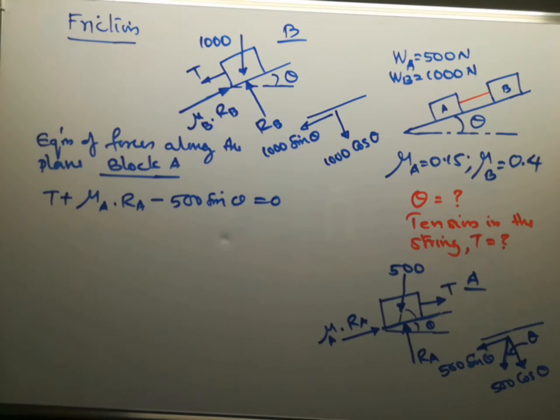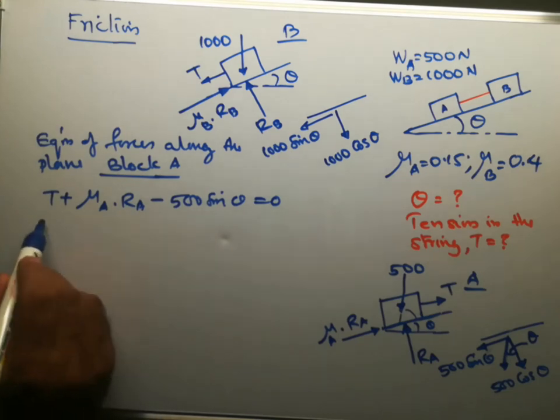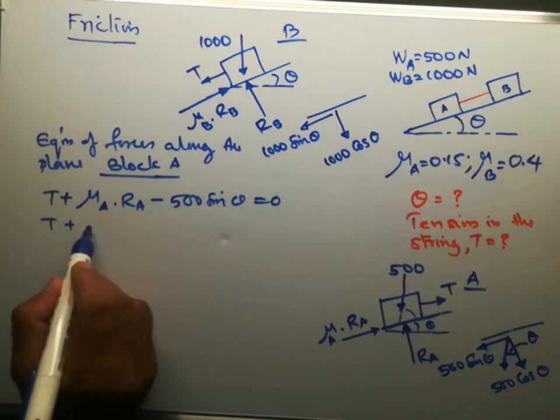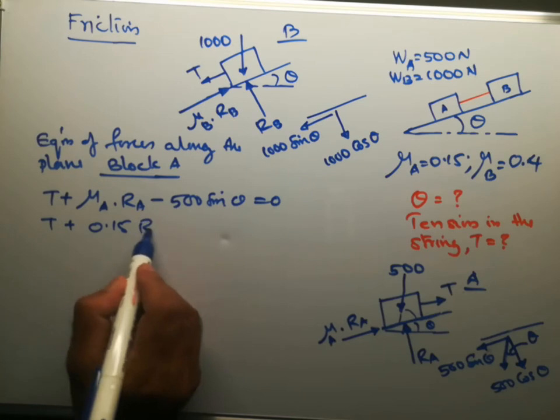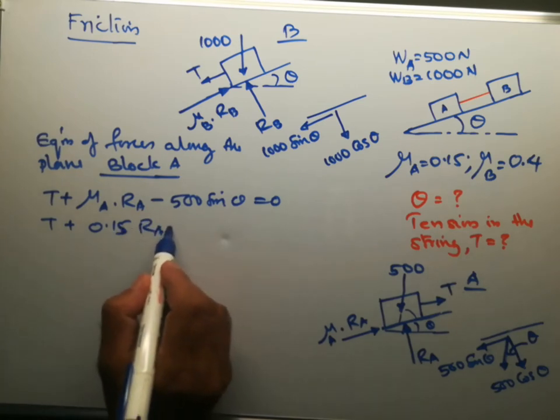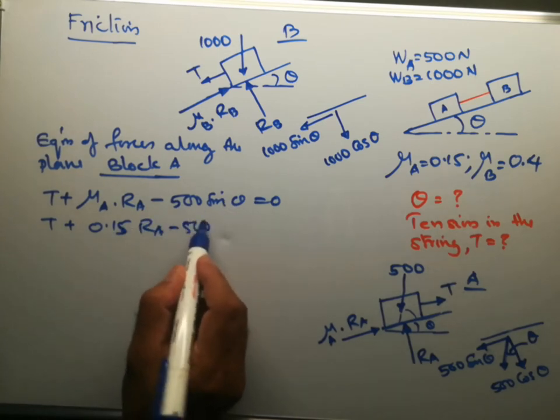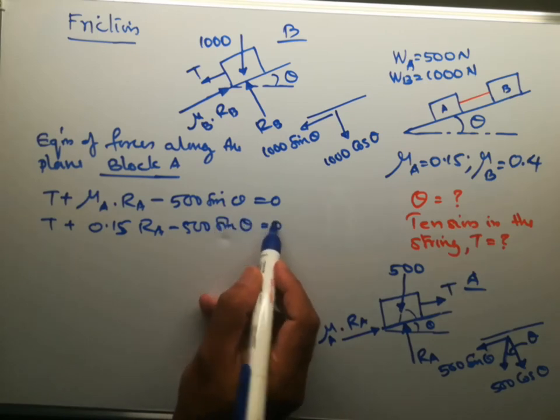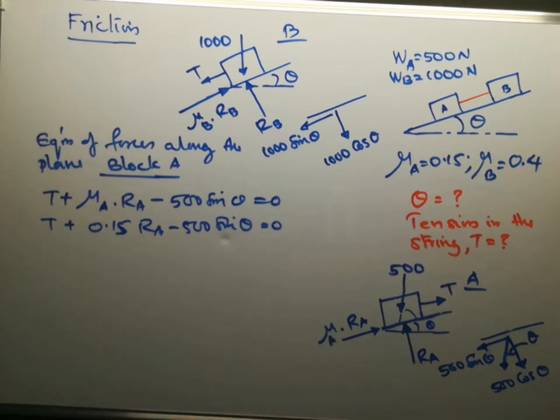equal to 0. T minus 500 sine theta plus mu A into Ra, or T plus mu A into Ra minus 500 sine theta equal to 0. When we substitute the values, we will get T plus 0.15 Ra minus 500 sine theta equal to 0. We don't know the value of theta, so we'll put it as such.